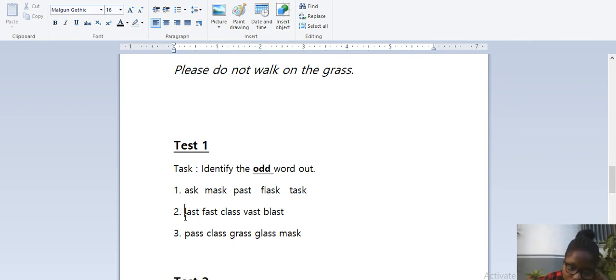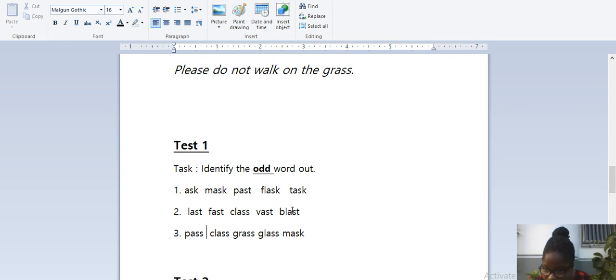The same thing we're going to do with question 2. We have last, fast, class, vast, and blast. All these words are similar, but one is odd, and you're going to spot that odd word out. Another word for odd is different.